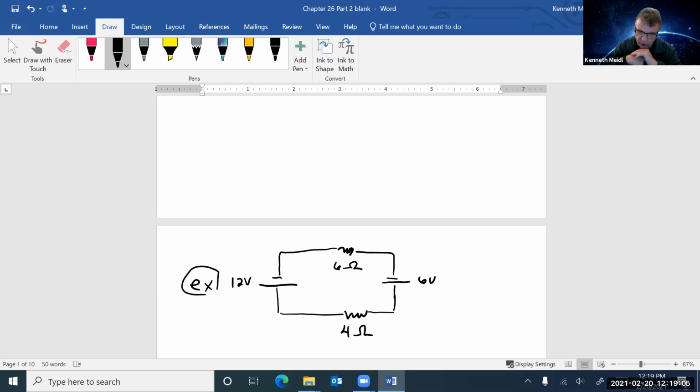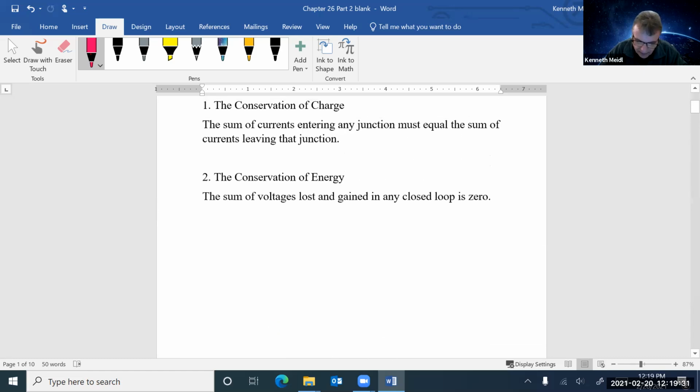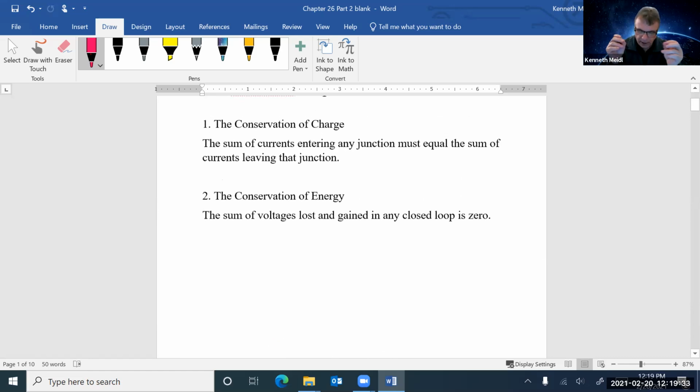Loop just means that you start at one place, you go in one direction, and you can return to that same spot. A lot of times, that's exactly what you will do. You'll pick a spot here, and I'm going to call that location A, and go around the loop. When I say go around the loop, this is just mentally going around the loop and applying these two ideas. Now, what I don't have here are junctions.